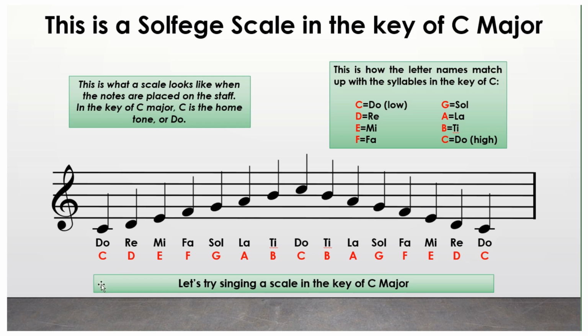Let's try singing this scale now. That is our starting tone. That's do. Let's do this at this tempo. 1, 2, 3. Ready? And here we go. Do, re, mi, fa, sol, la, ti, do, ti, la, sol, fa, mi, re, do.